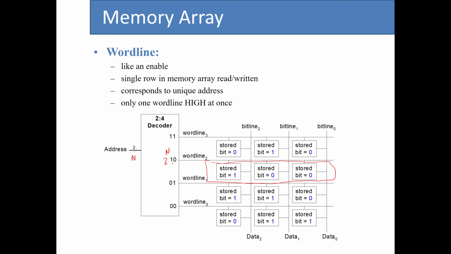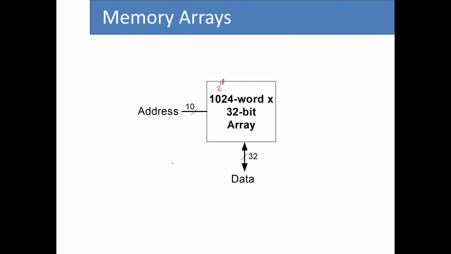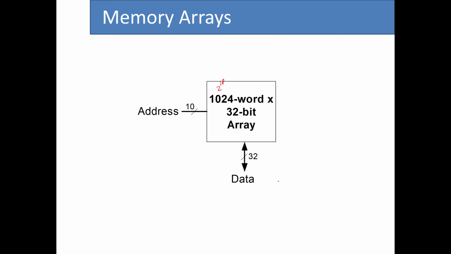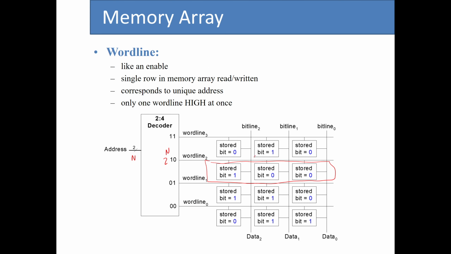So this is a bit cell representation of the memory array that we just saw here. For the first row we have 0, 1, 0 being stored. For the second row we have 1, 0, 0 being stored, and so on and so forth. So basically that is what we have here. For the first row, 0, 1, 0 is stored. For the second row, 1, 0, 0 are stored.